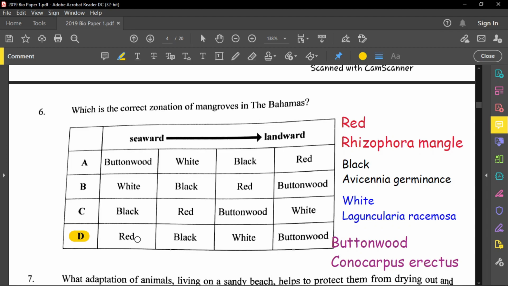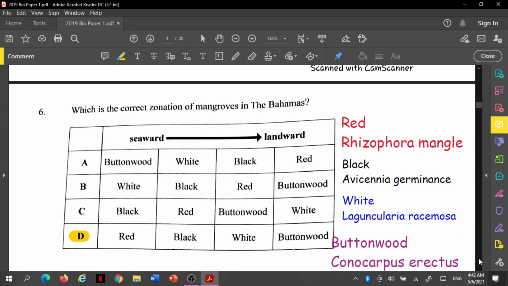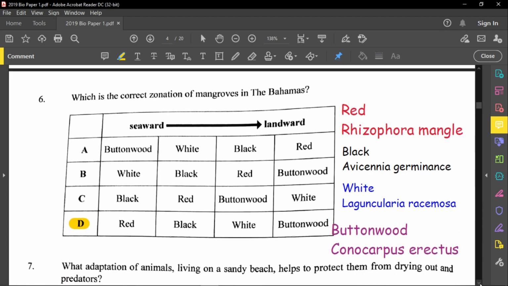Also, you need to know the features of these mangroves in terms of their root system, their leaves, and also their special adaptations in terms of where they are found. All right, let's go to our next question.